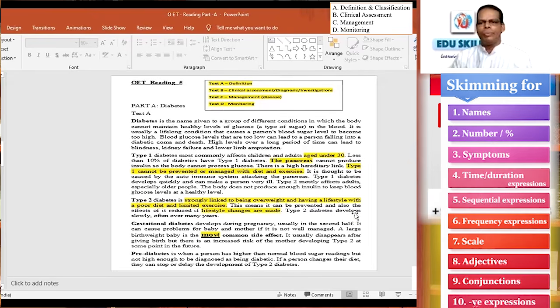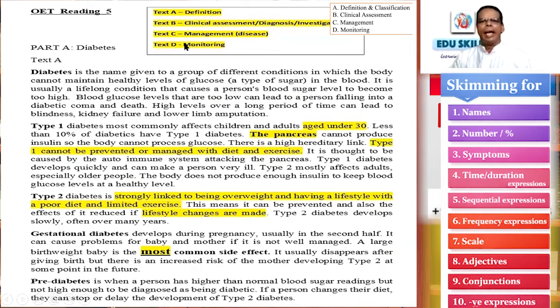Highlight the text. First, you should be able to take this Text C and this idea should be there. As you've gone through, type 1 is the indicator for so many answers, right? Yes, sir. Age under 30. The pancreas; cannot be prevented with diet and exercise. Type 2, strongly linked to being overweight and lifestyle changes. And most common side effect. Whenever you see a superlative like most, usually there is an answer, or an adjective, high, low.